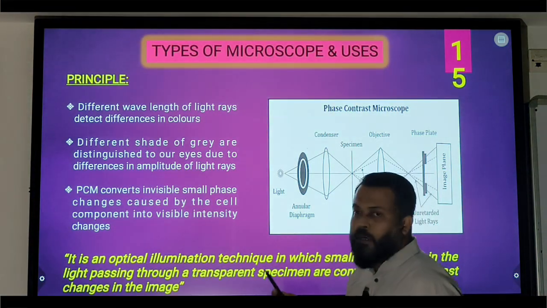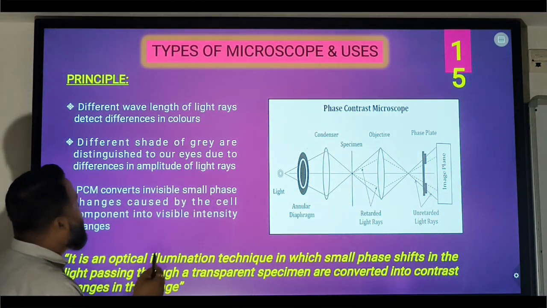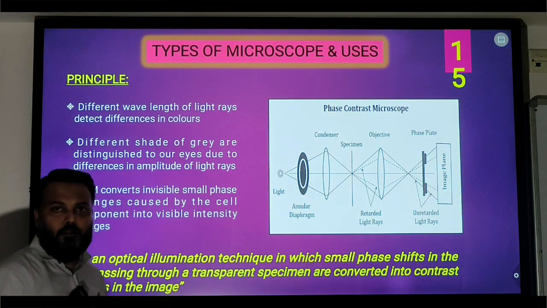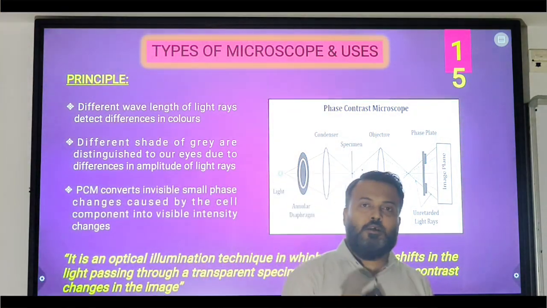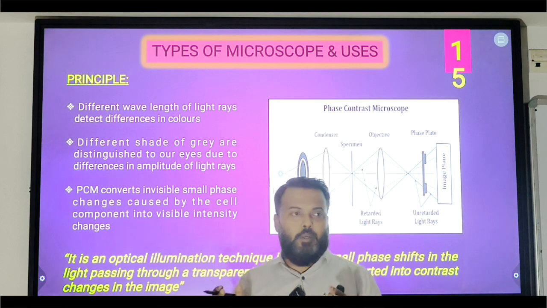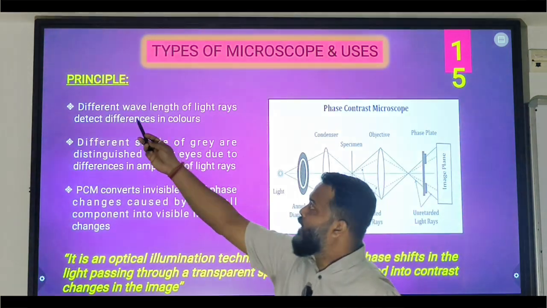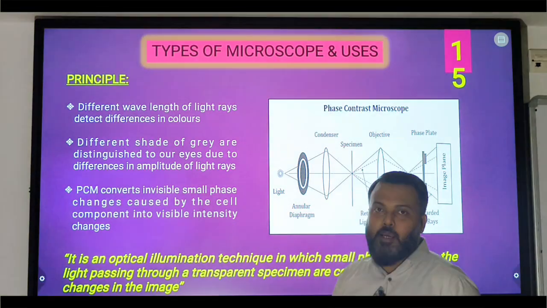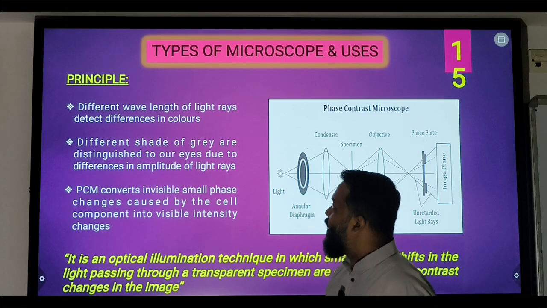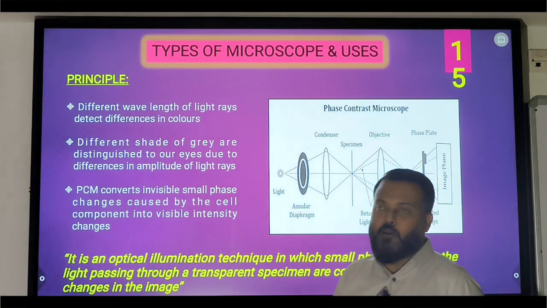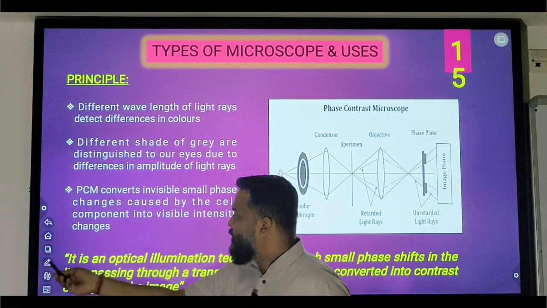So let us now discuss the principle of the phase contrast microscope. Different wavelengths of light rays detect differences in color. This theory we have already studied in our earlier classes, where we came across different terminologies like Gibbs-Ure, isn't it? Where we have seen that different wavelengths of light rays detect differences in color. Different shades of gray are distinguished by our eyes due to differences in amplitude of light rays. So why different shades of gray?